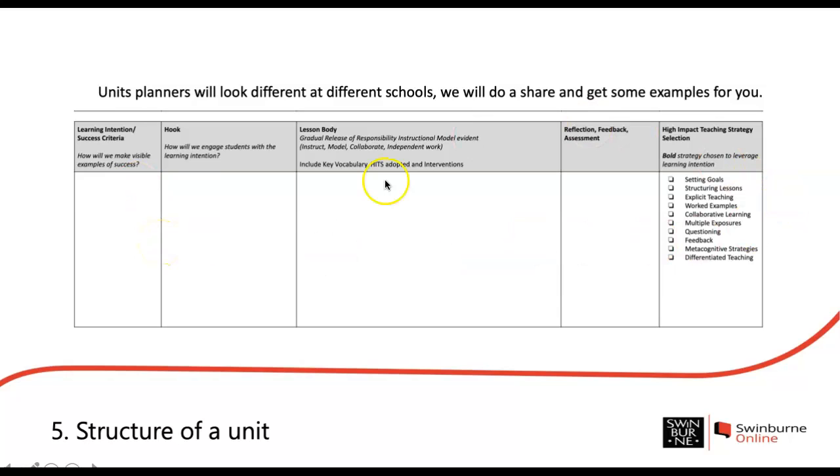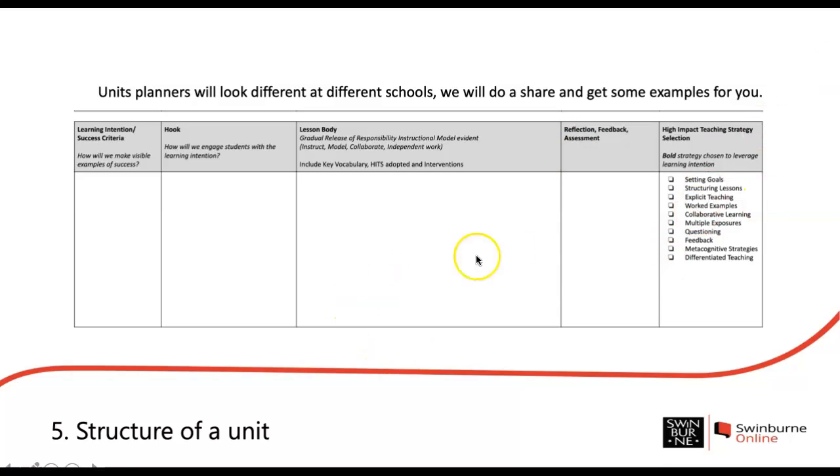So we're looking at the learning intentions and success criteria. We have some sort of interesting hook. So there has to be some sort of modeling or sharing or whole class introduction, which is the explicit teaching that you're going to do at the beginning of the lesson. We have the middle part of the lesson, which obviously lends to gradual release, and then some sort of ending, some sort of reflection or assessment at the end of the lesson to see how the kids have gone.